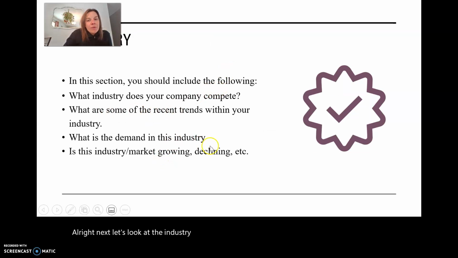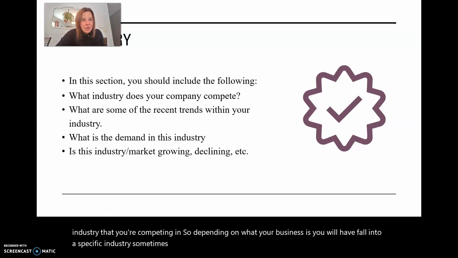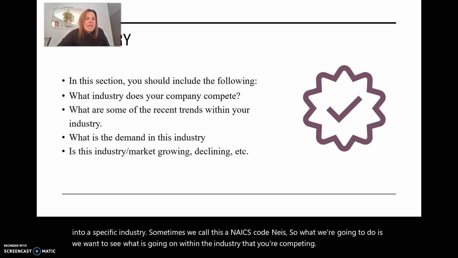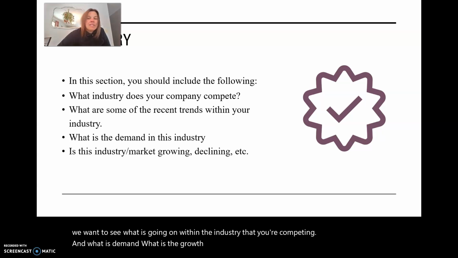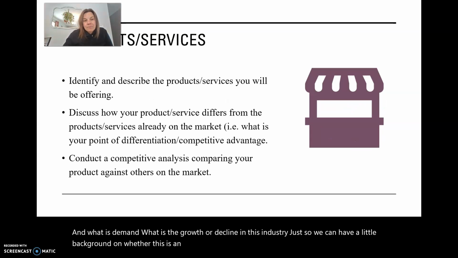All right, next let's look at the industry. So you're going to want to do a little bit of research on the industry that you're competing in. Depending on what your business is, you will fall into a specific industry. Sometimes we call this a NAICS code, N-A-I-C-S. So what we want to see is what is going on within the industry that you're competing in. What is demand? What is the growth or decline in this industry? Just so we can have a little background on whether this is an attractive industry.